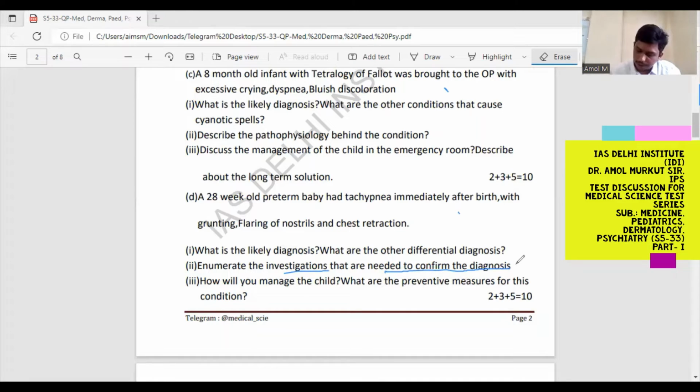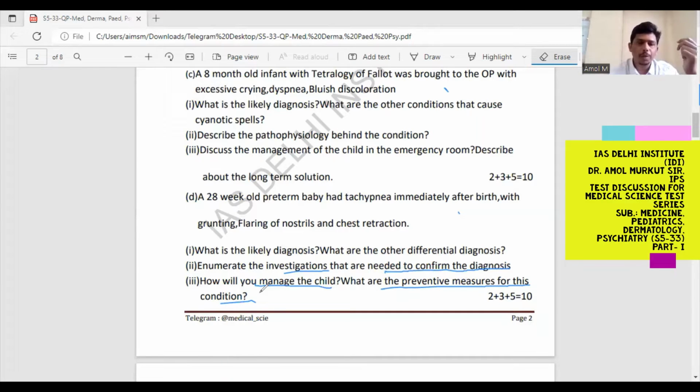How will you manage the child? What are the preventive measures for this condition? How will you manage? First is O2 supplementation. O2 supplementation कैसा देना है? 100% O2 नहीं देना है because there will be retinopathy. Then the most important treatment: divide the treatment in two aspects, supplementary treatment and definitive.